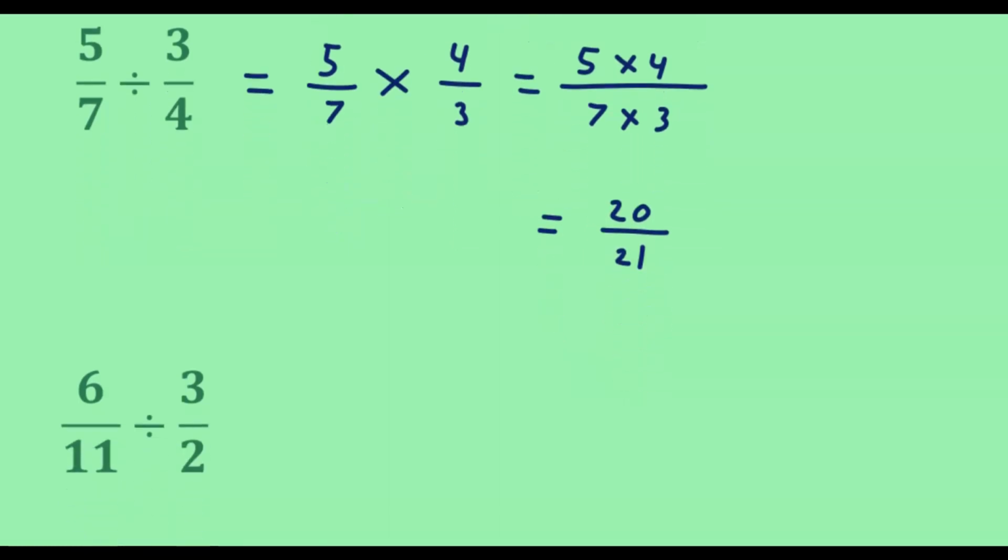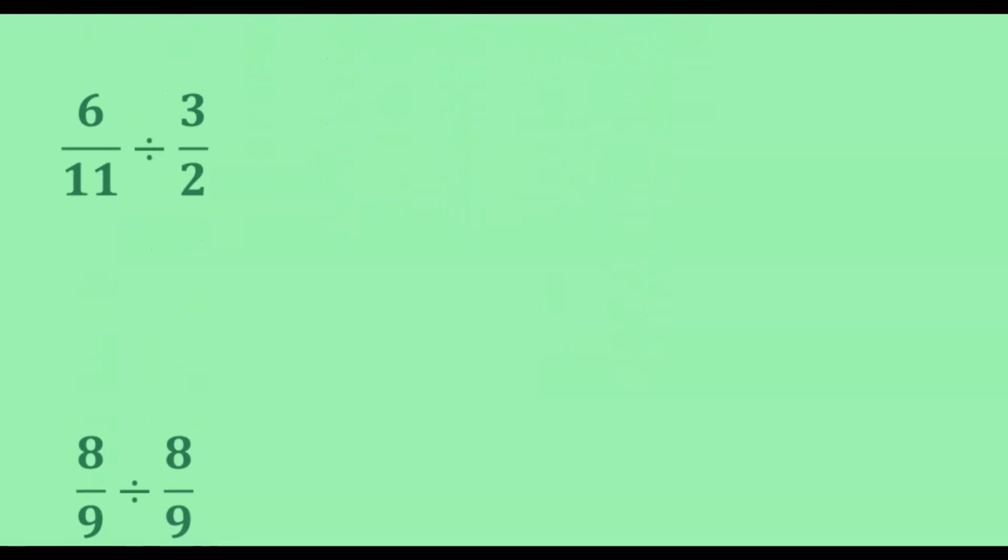Now let us have a look at the next problem. We have 6 over 11 divided by 3 over 2. So we are going to keep, change, flip. So we keep the first fraction, 6 over 11. We change the division sign into a multiplication sign, and we flip the second fraction. So instead of 3 over 2, we end up with 2 over 3.